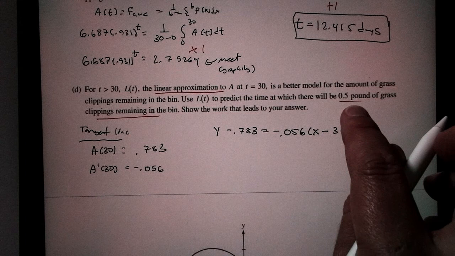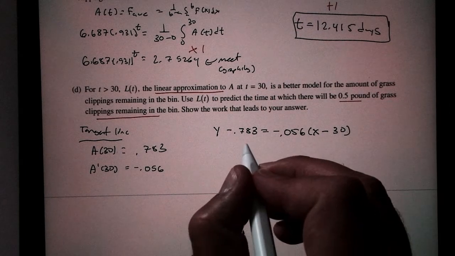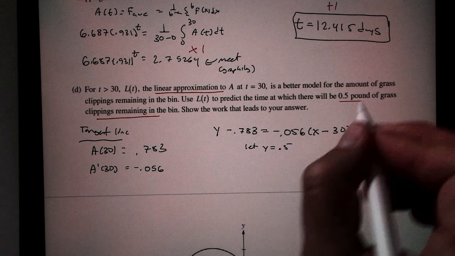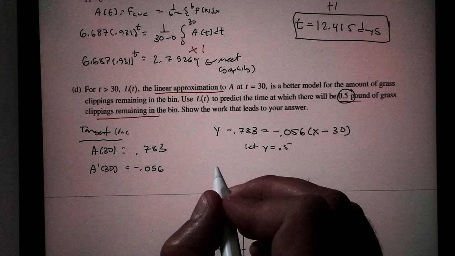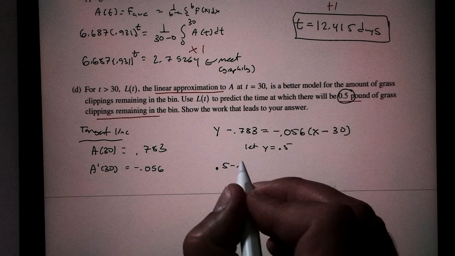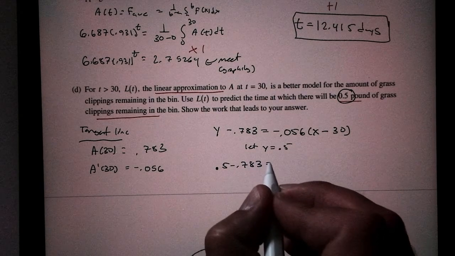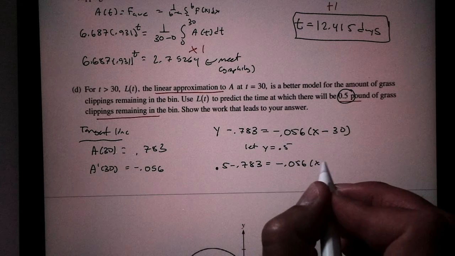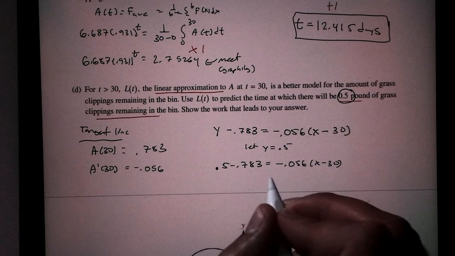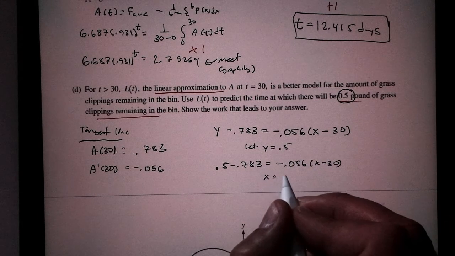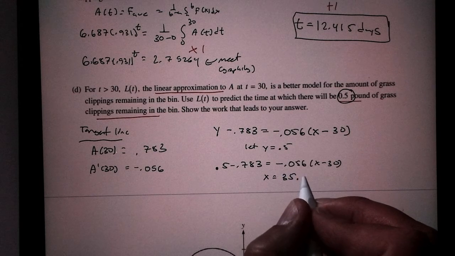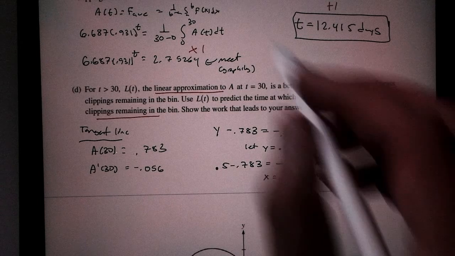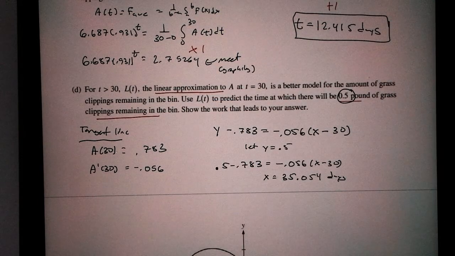And now I want to find out when it'll be 0.5, so we're going to let y equal 0.5. That's my y value right there. So we go 0.5 minus 0.783 equals negative 0.056 times x minus 30. And you solve this, and what you wind up with is 35.054 days. You can solve that by hand real quick. That's not too bad.